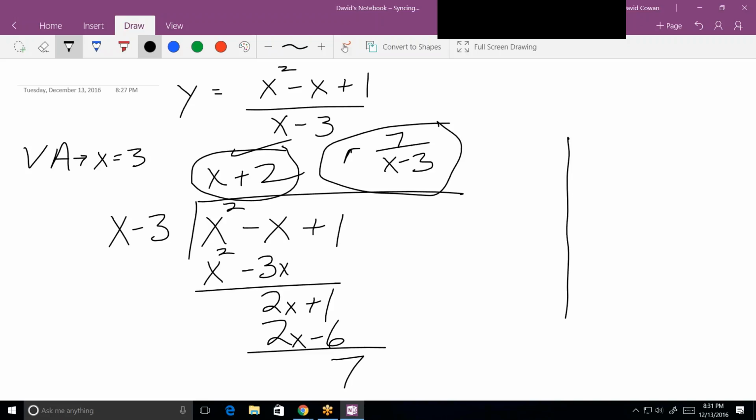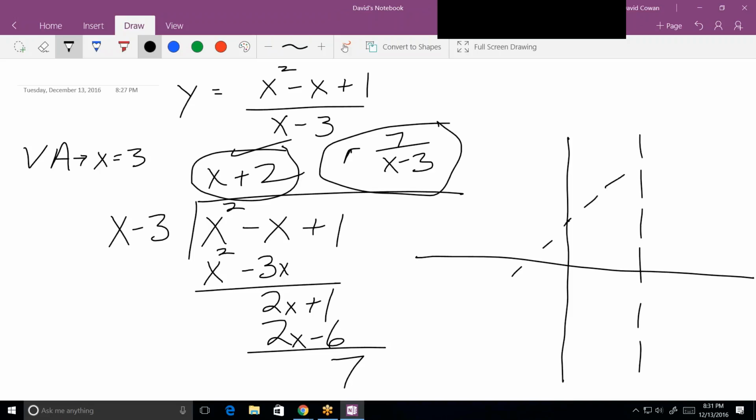Okay, so if I'm graphing this, I got a vertical asymptote at 3. I got an oblique asymptote that is the equation of that line, and that line goes through the point 2 and has a slope of 1. Okay. So there's my grid.